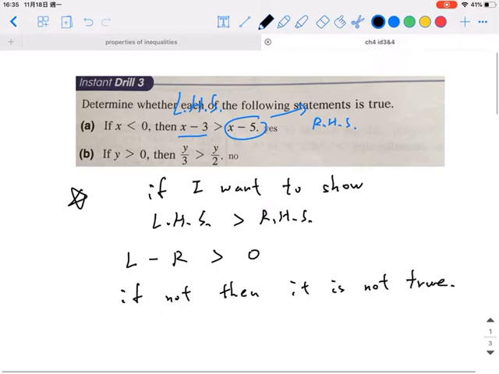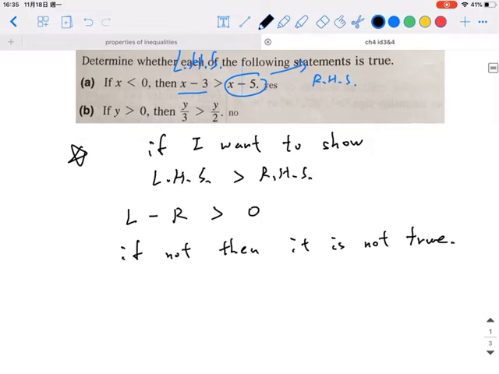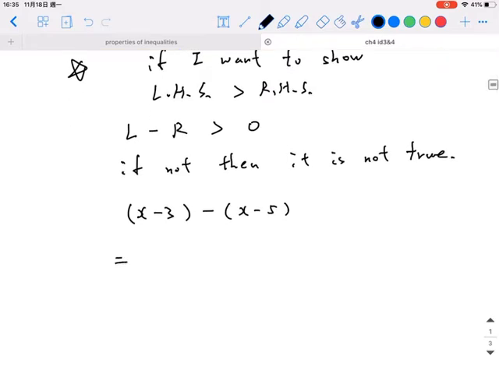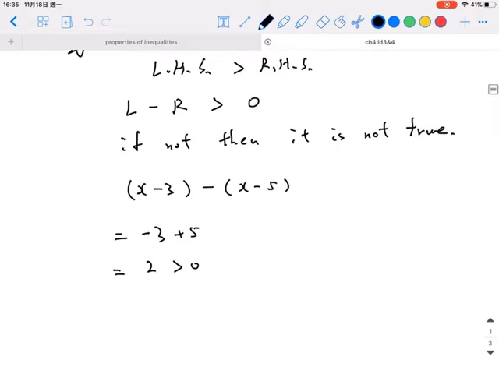So for instant drill 3a, the left hand side is x minus 3, and I just subtract the right hand side, x minus 5, which is equal to negative 3 plus 5, which is equal to 2. That means it's greater than 0. So x minus 3 is greater than x minus 5 is true.